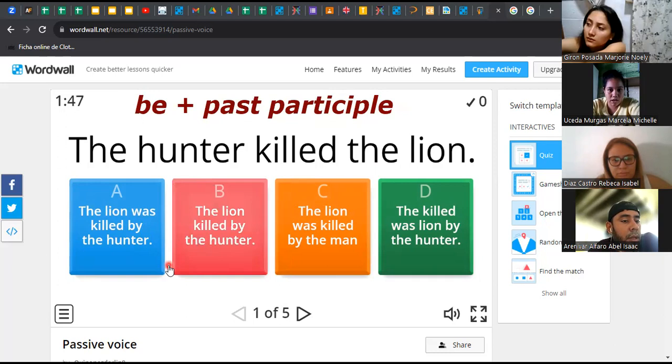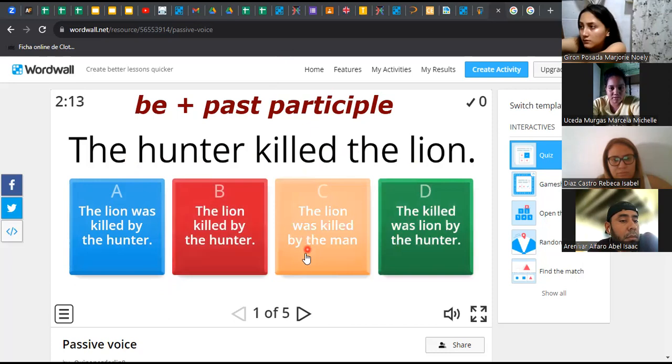Letter A. The lion was killed by the hunter. The lion was killed by the man. The hunter killed the lion. This one, discarded. This one, the killed was lion by the hunter. So, letter A or letter C? What do you think? Letter A. All right. Very good. So the lion was killed by the hunter.